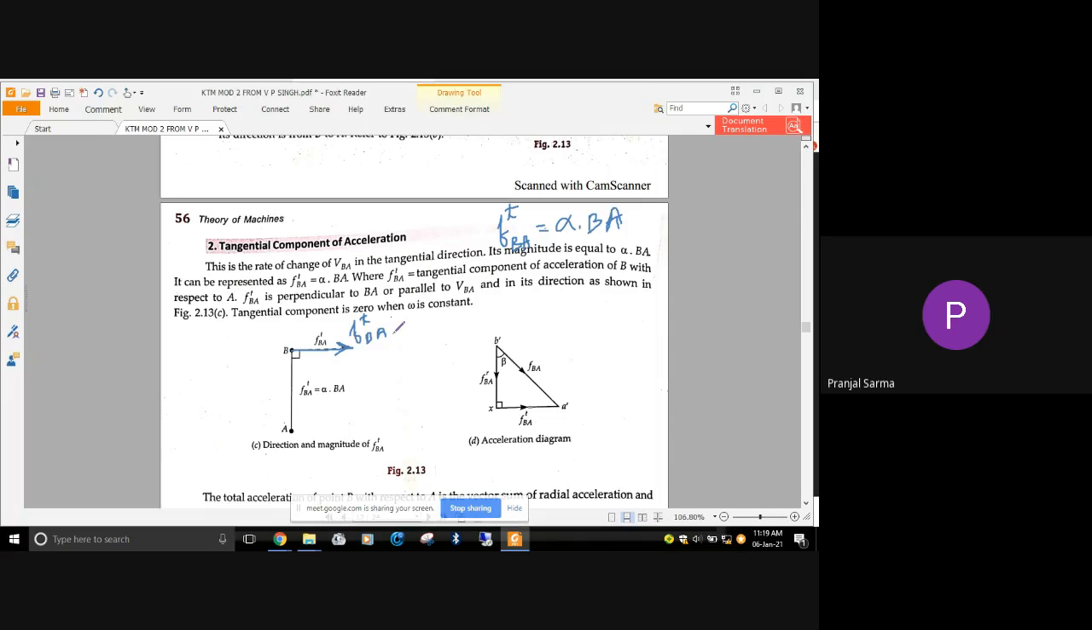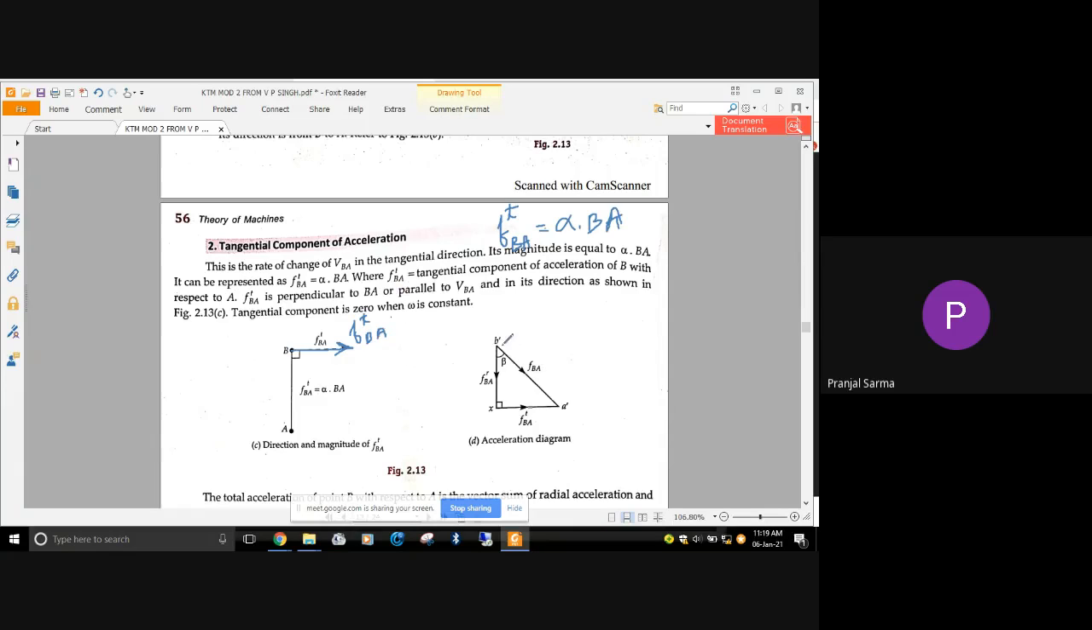Now the total acceleration of point B with respect to A is nothing but the vector summation of both the radial acceleration and the tangential acceleration. So we have two components of acceleration: one is the radial component, also known as the centripetal component of acceleration, and the next one is the tangential component of acceleration. The total acceleration is the vector summation of both of them.